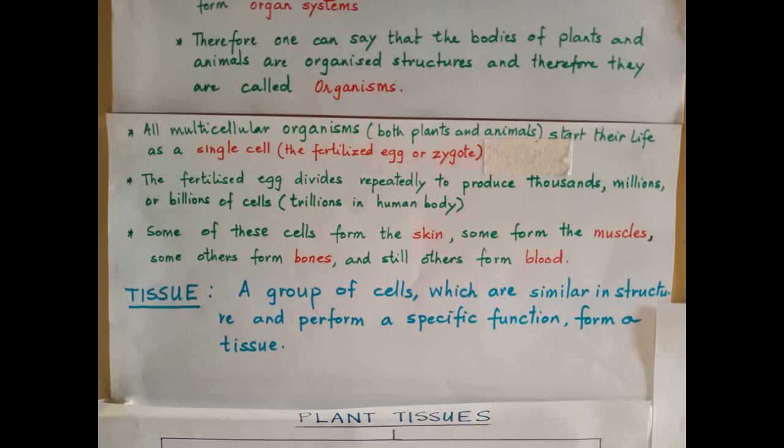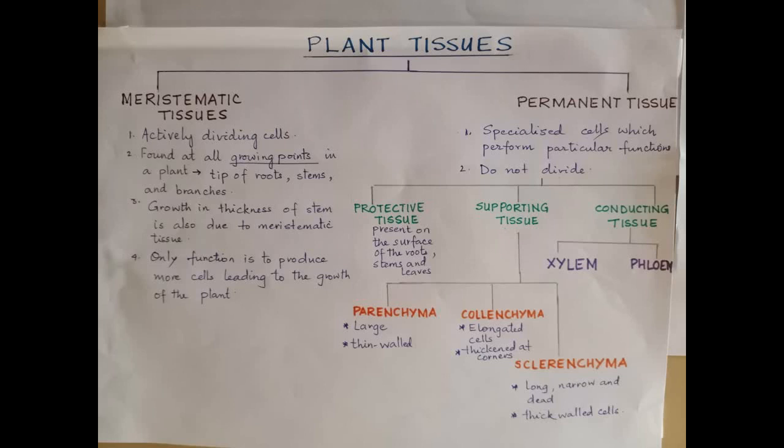Now we will first read about plant tissues. Plant tissues are mainly categorized into two types, the meristematic tissue and the permanent tissue. The meristematic tissues are the growth tissues, which are found at all the growth points in the plant, which is the tip of the roots, stems and branches.